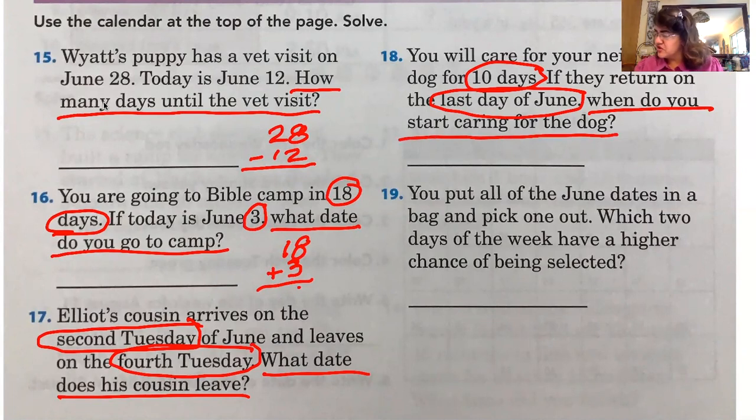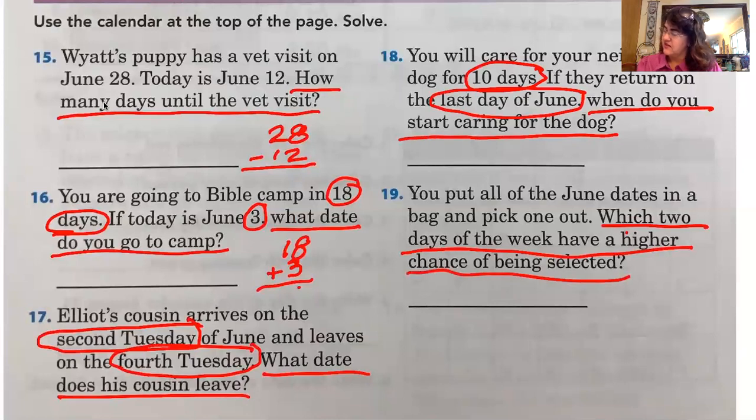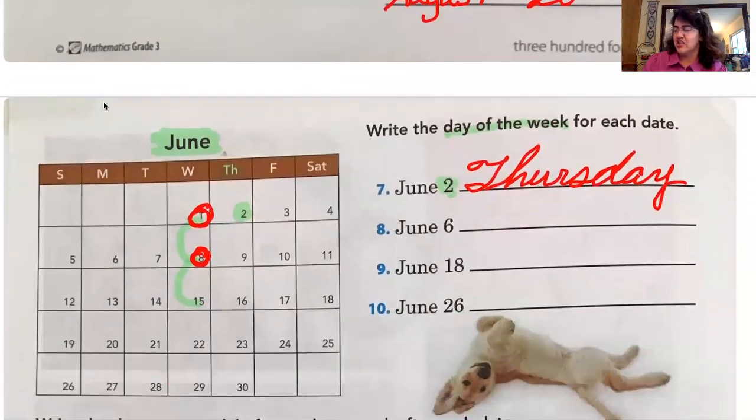And you put all of the June dates in a bag and pick one out. Which 2 days of the week have a higher chance of being selected? So we'll take a look at the calendar because that's probability, boys and girls, and we haven't gone over that one yet. So let's go ahead. If you want to do this with me, stay tuned. If not, stop the video and work on it on your own and then start it to check your work because we're going to finish it now.